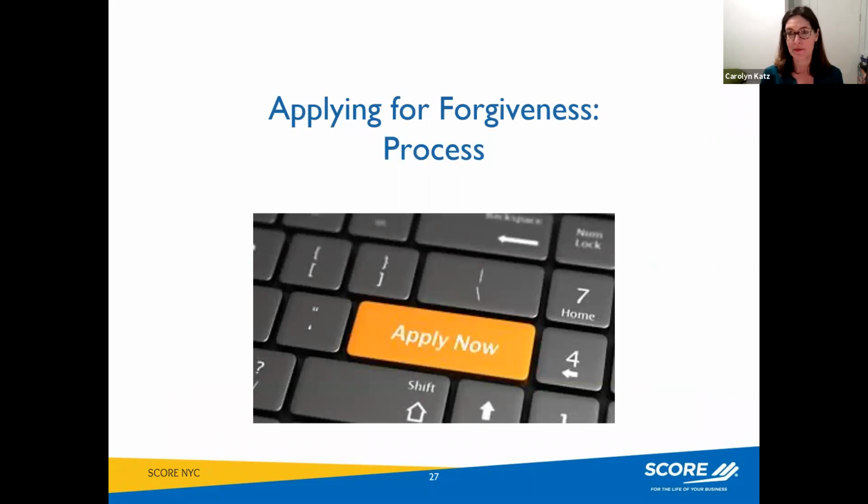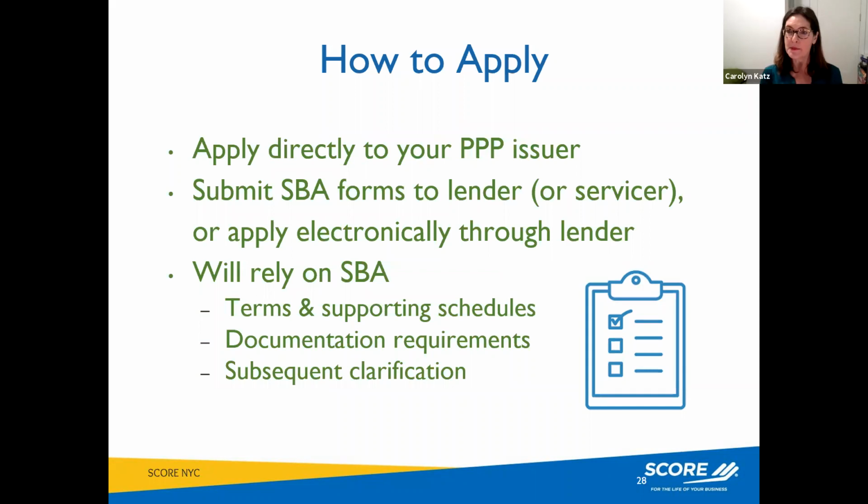So with that said, how do you apply? You're going to apply back. We're going to talk about the SBA's forgiveness application, but you do not apply to the PPP. You apply to whoever issued your loan. Now, they may have handed it off to some other company, but they'll make that clear to you. You can either submit the SBA forms, or many of the lenders may set up an electronic portal, but the form is going to be the same. They're going to use the same calculations that Aida will take you through. They're going to use the same schedules. They're going to require the same documentation. And as the application process gets clarified, those clarifications will also apply to all the lenders as well.